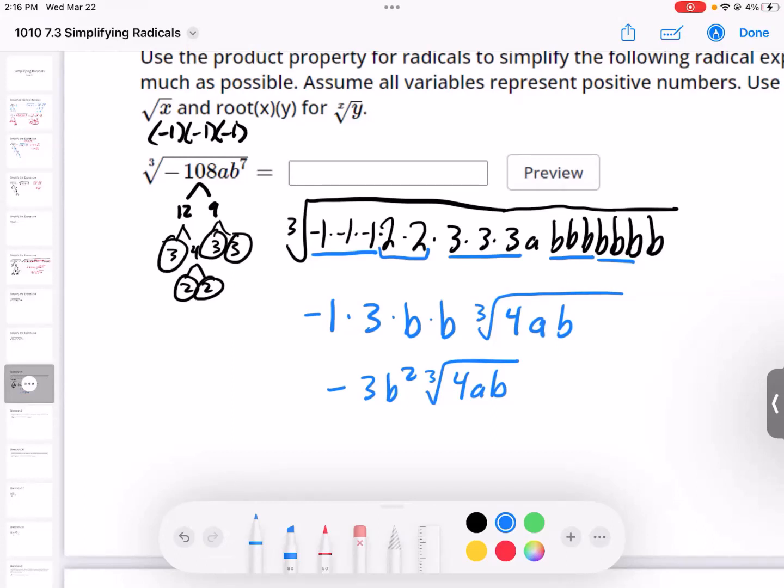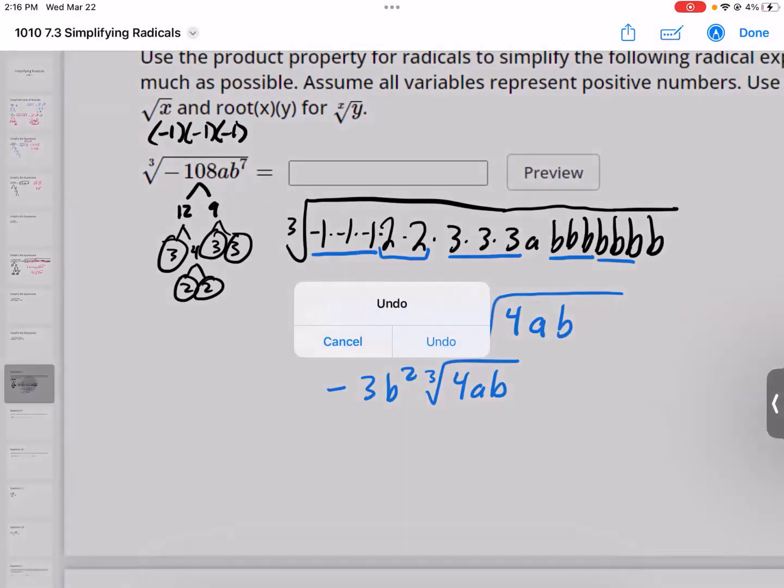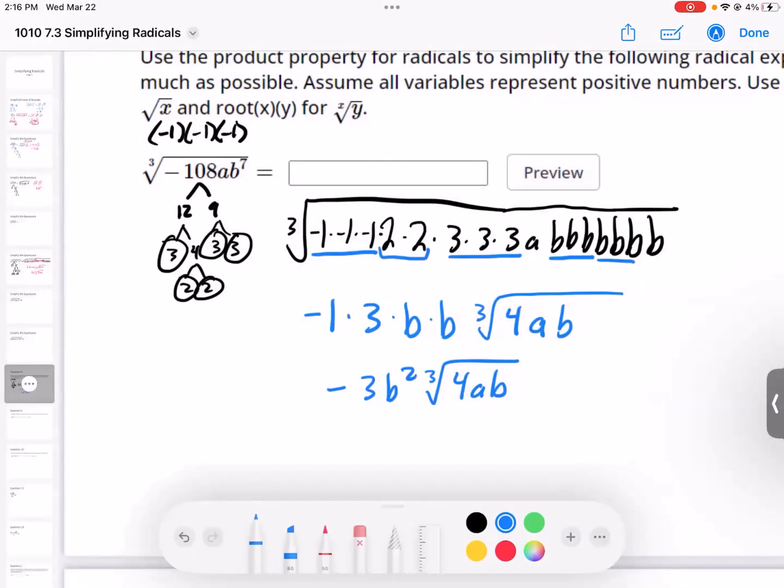Say that again a little louder. Yeah. The 4 came from the stuff that's still left. So, whoops. Yes. Yeah, because the 2's didn't have enough to get a cube. Same thing with this A and this B. And so you just multiply everything that's left. Yeah, good question.